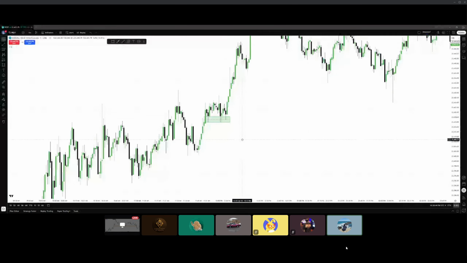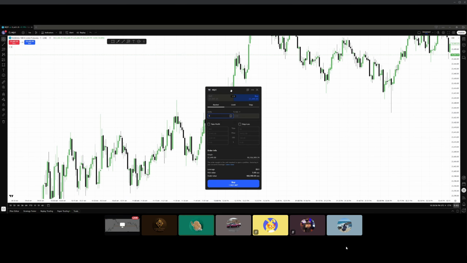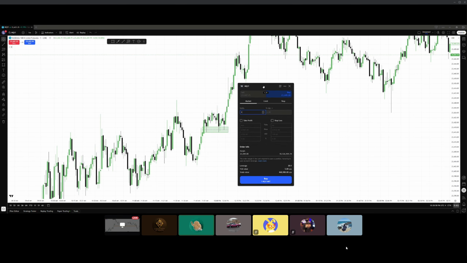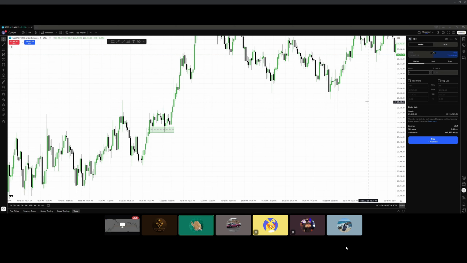After you see this rejection of wicks, where will you have taken this trade? Inside where you've highlighted, or outside? So, whoa, they changed the settings on TradingView. I do not like that. Oh, okay, good.